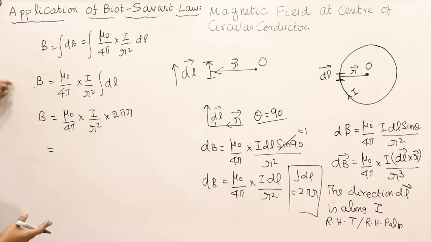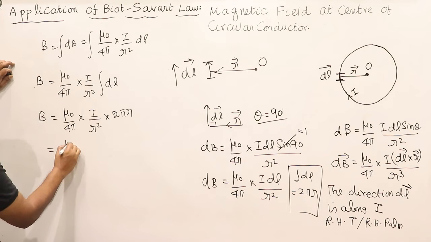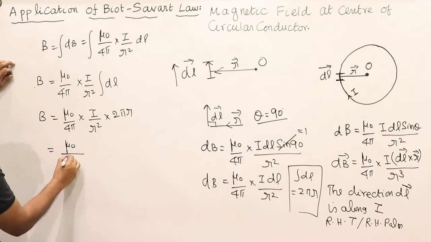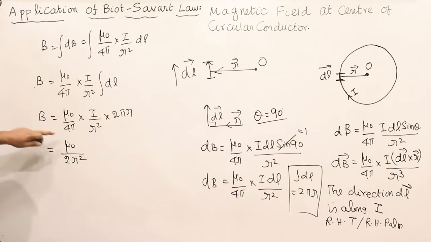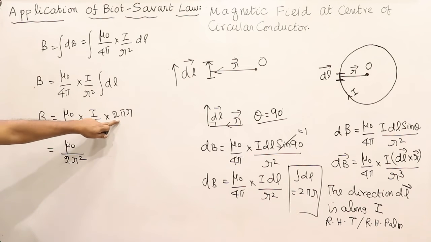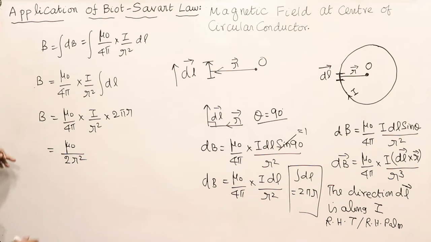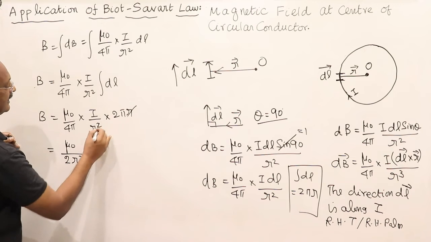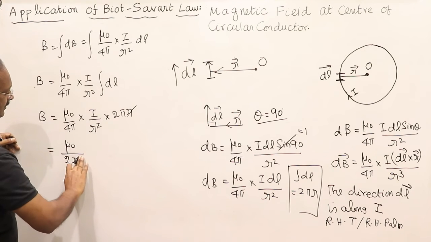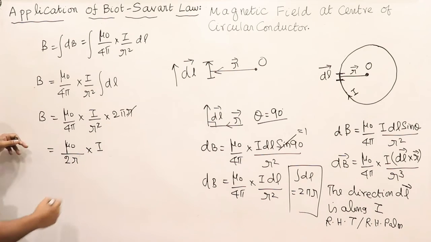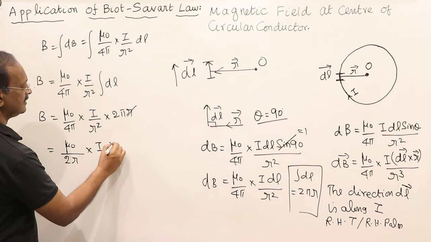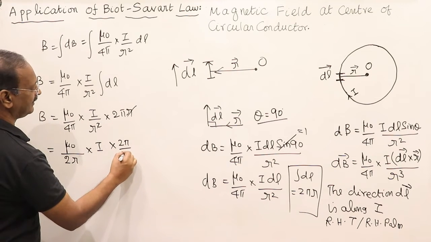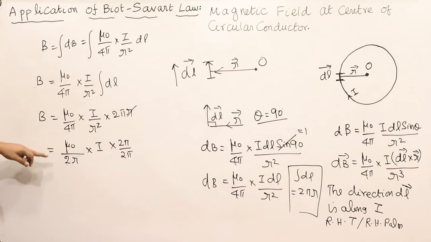This will become mu naught by 2R square, we get it. So 2 pi we will take that side so that it can get cancelled with this one. So this and this get cancelled. So mu naught into R into I into 2 pi divided by 2 pi. So this is the expression, mu naught I by 2R. This can be realized.